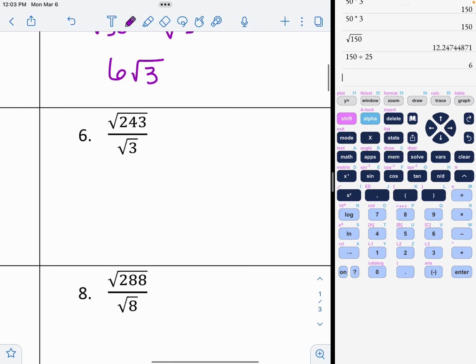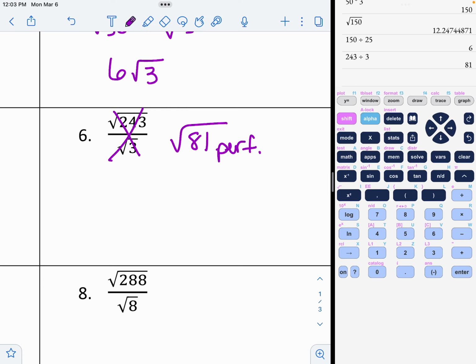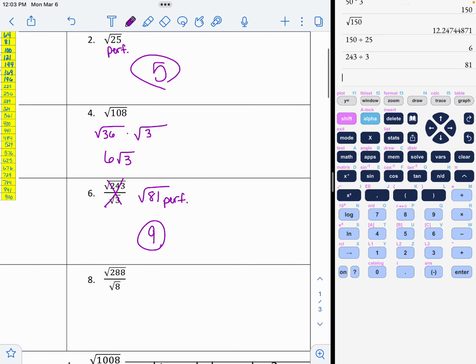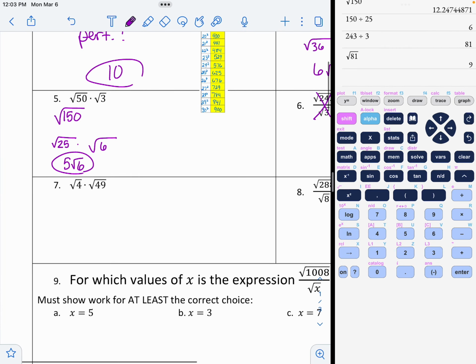Now, before I start this one, I need to divide my radicand. So I end up with just the square root of 81 after I divide. The square root of 81 is perfect. Because it's perfect, I just get a perfect 9 as my answer. The square root of 81 is a perfect 9, so I don't need to divide by anything.